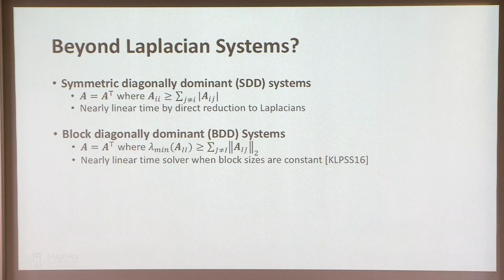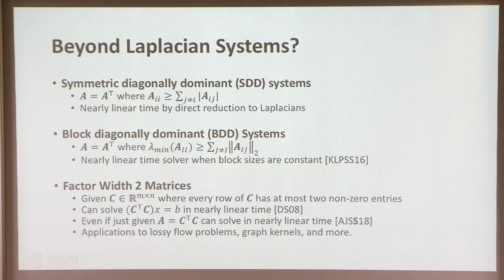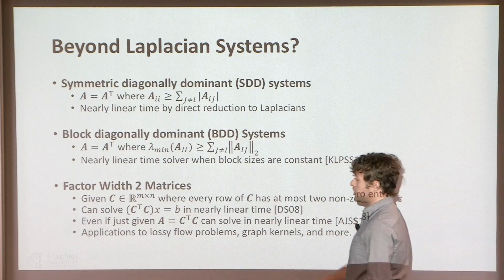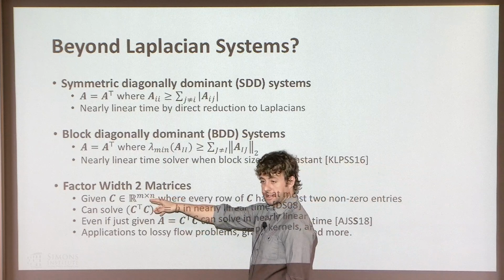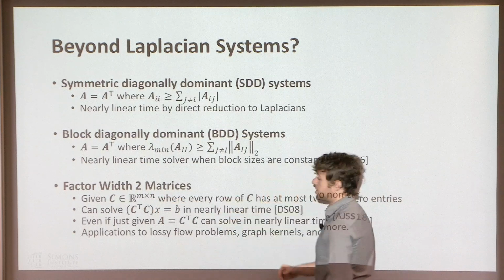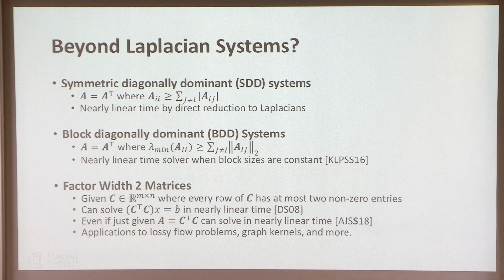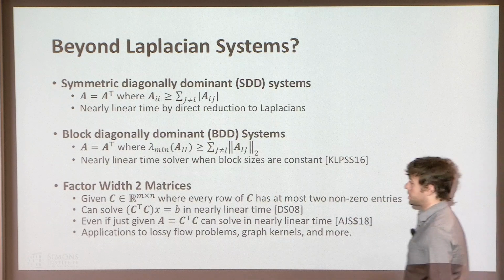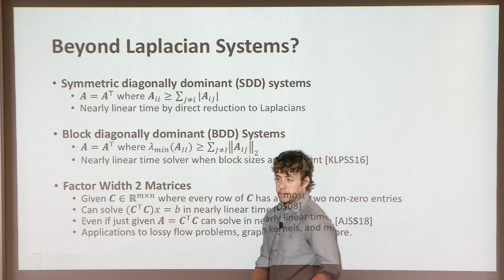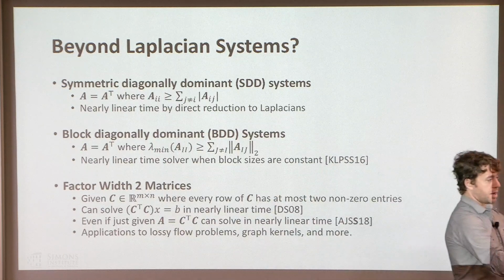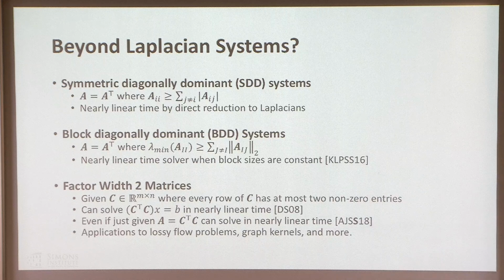There's also this really cool result, I think, of Ditch and Spielman in 2008 that showed you could do the following. Suppose I have some matrix C, that's some m by n matrix, where every row of C has at most 2 non-zero entries. Okay? Now suppose I look at the matrix C transpose C. Right? So this matrix is the sum of the outer products of a bunch of 2-sparse vectors. So this matrix is the result of just adding a bunch of 2 by 2 PSD matrices where the rest of the entries are set to be 0.